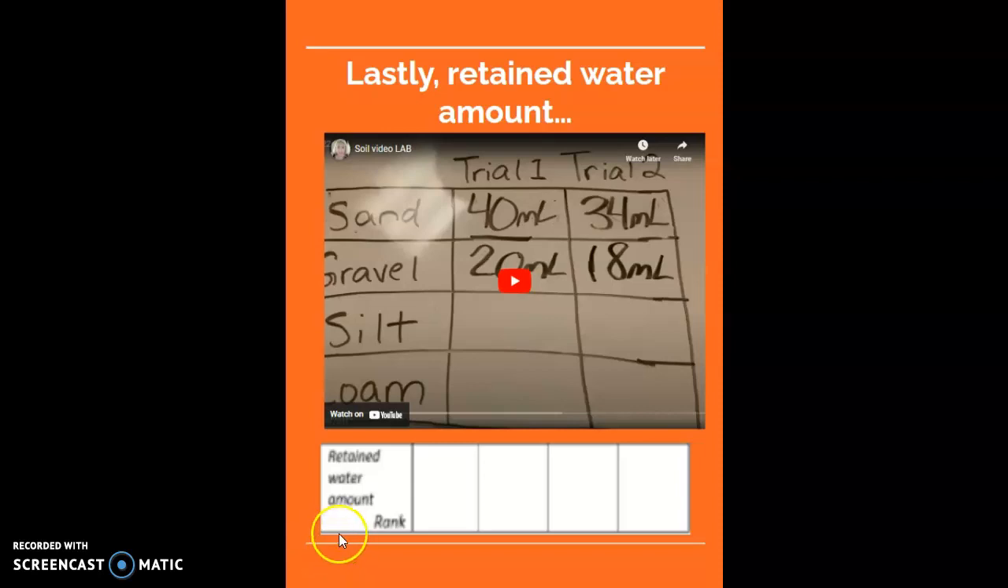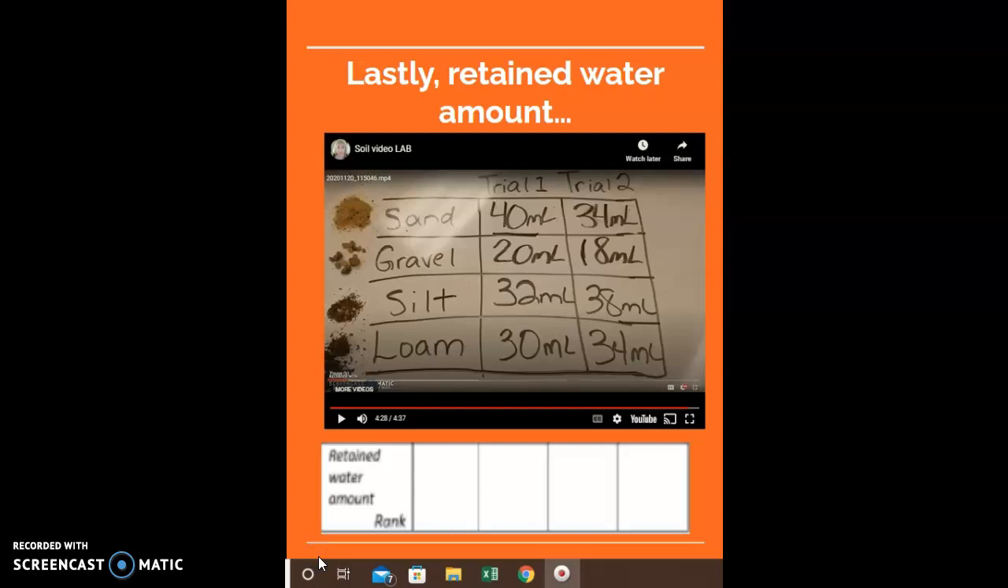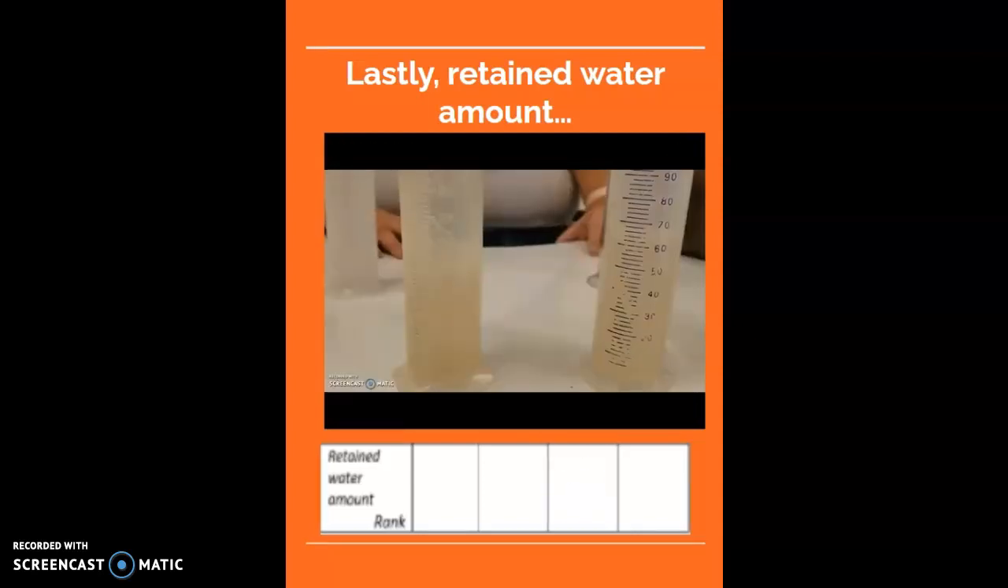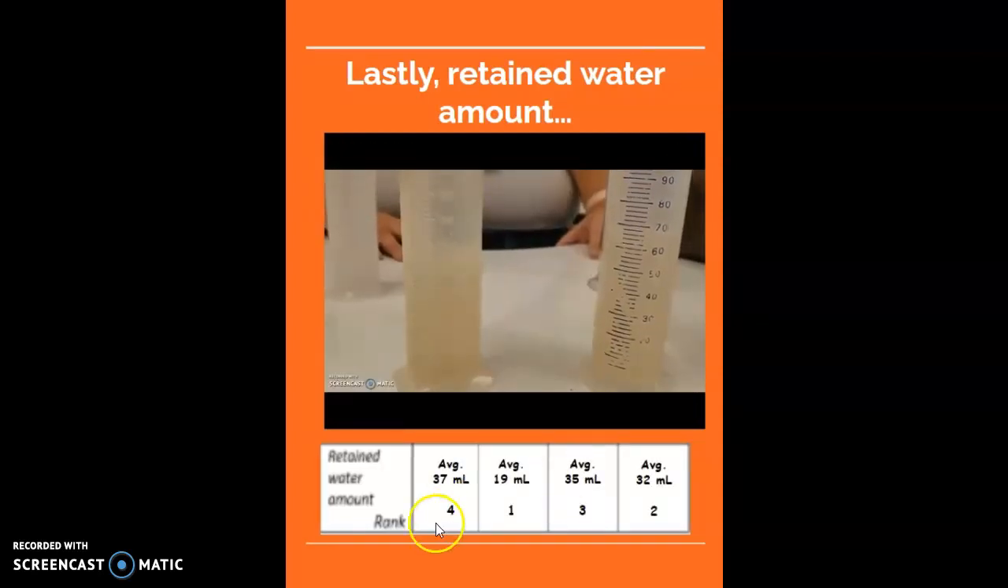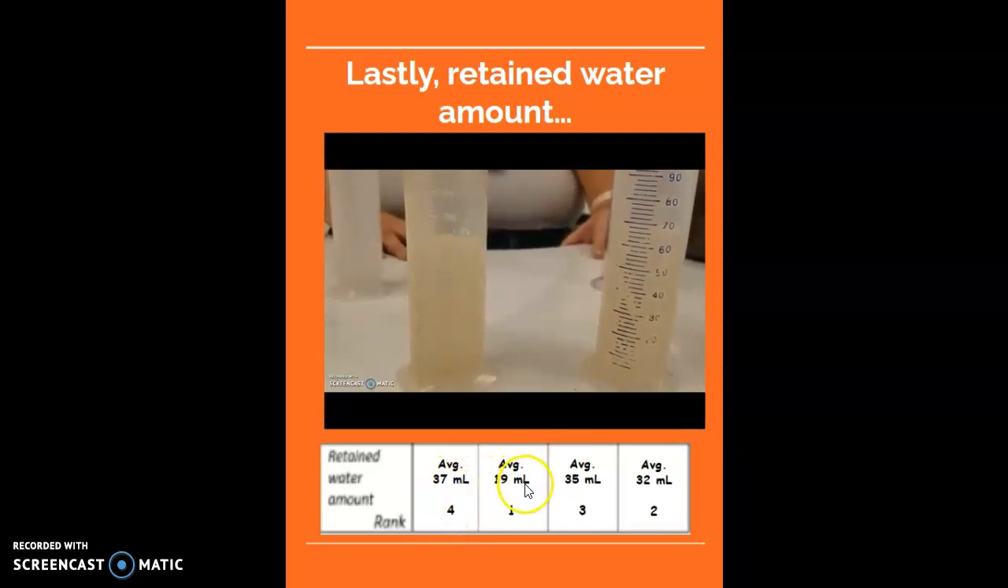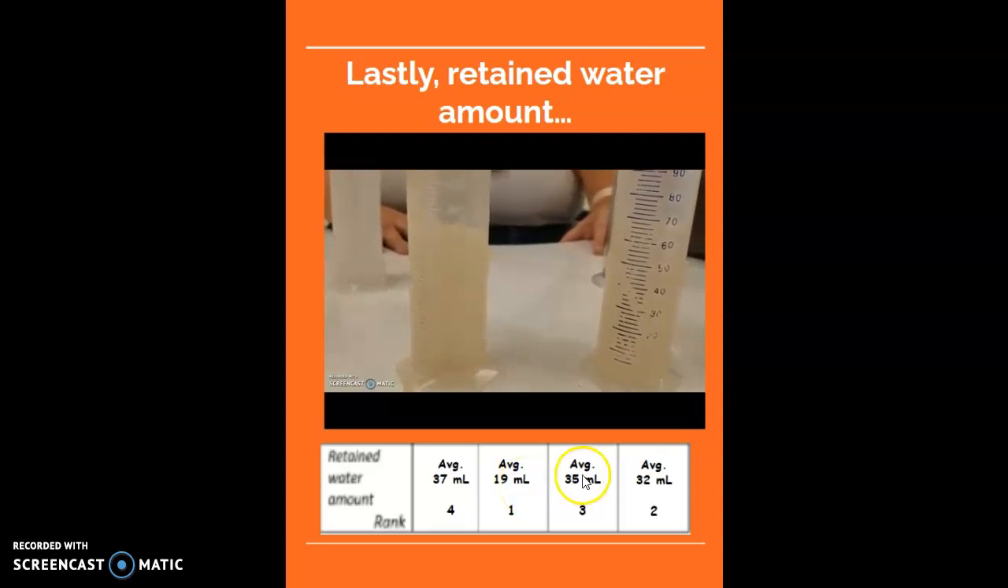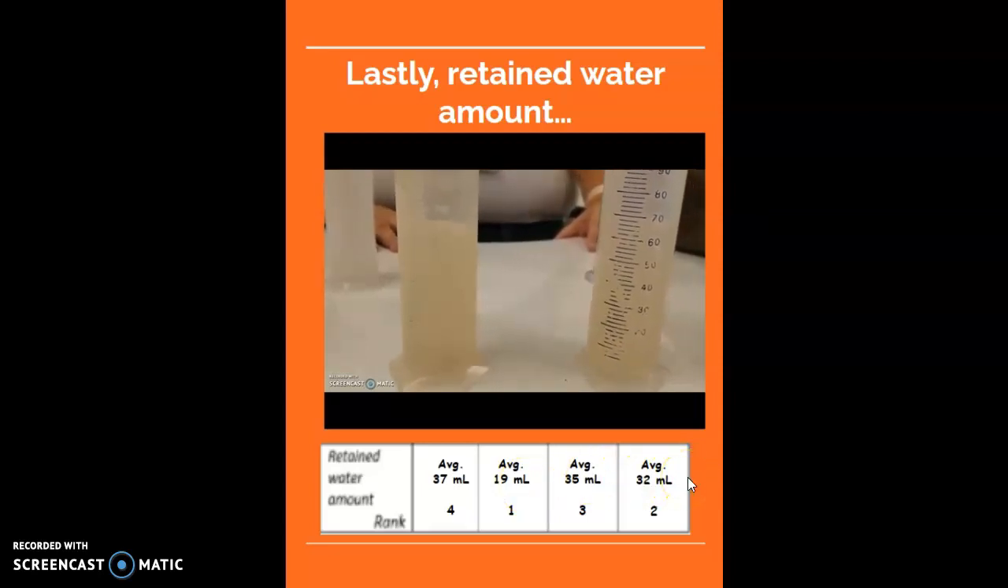So we end up taking the average of all of those. So when you average them, that means you add the two trials together and then you divide by 2. So when I did that, we end up with these numbers. Our average milliliters for sand was 37. For gravel, it was 19. For silt, it was 35. And for loam, it was 32.